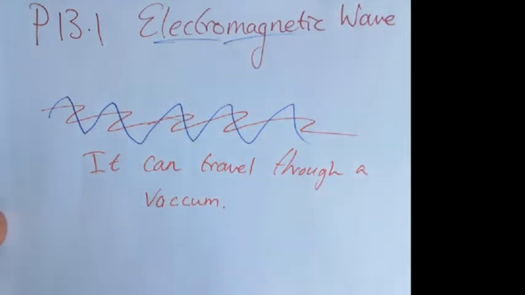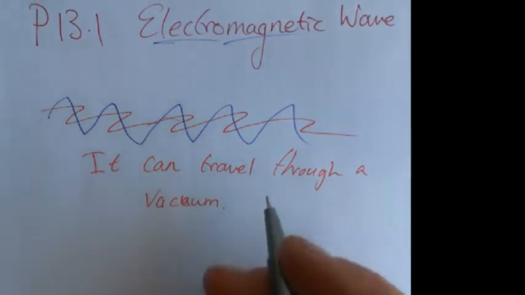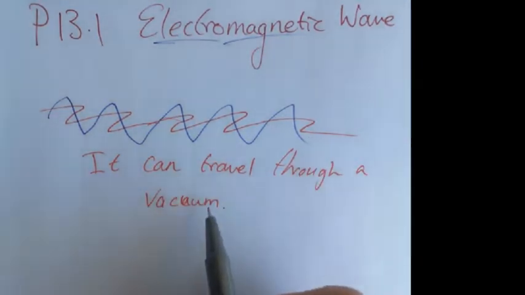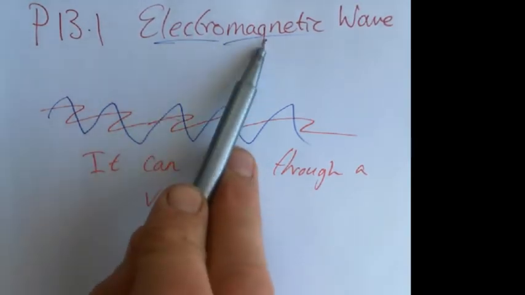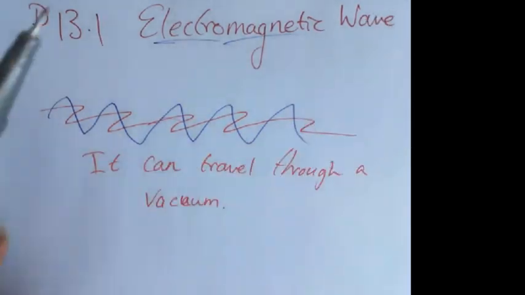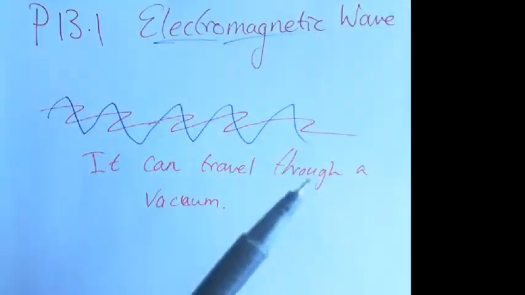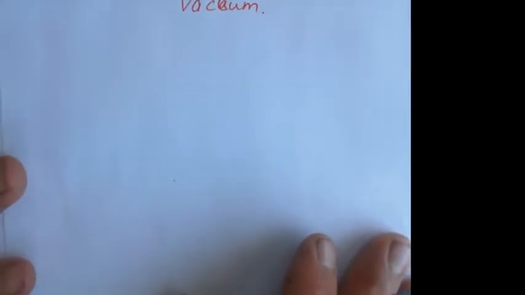It can travel through a vacuum. That's important because otherwise we wouldn't get light from the sun. And it's the fact that you've got this electric field creating a magnetic field, which creates an electric field, which creates a magnetic field. So it doesn't need anything to travel through, it just keeps going. Okay? We'll do that when we come on to electromagnetism at the end. It's the very last chapter. But for now, what we need to know is, what is it?